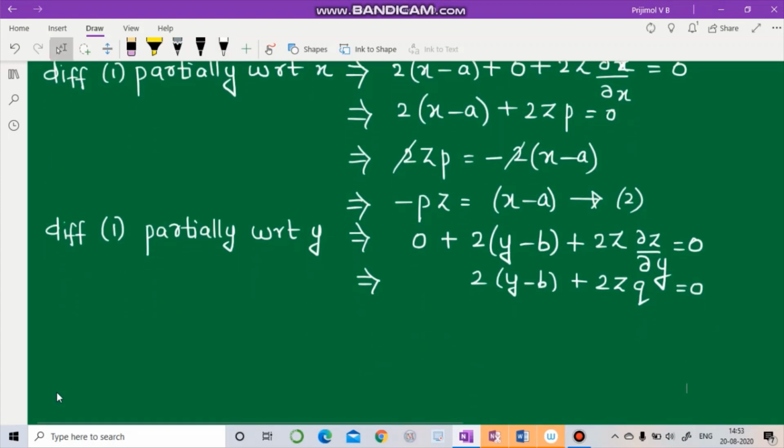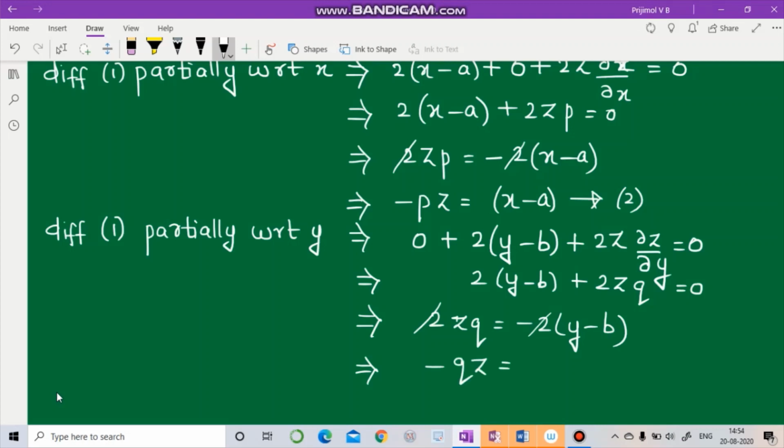Now in short we can write, simplify this further. It is a similar problem we have discussed in our problem 2. You can go through my previous videos if you want to know how exactly this is being done. After simplifying this, you get 2zq is minus 2 into y minus b. After cancelling the terms 2 and 2, you get minus qz. Bring the minus in the right hand side to the left hand side. You will get it as y minus b. Call this as equation number 3.